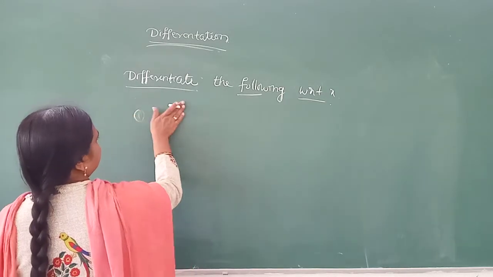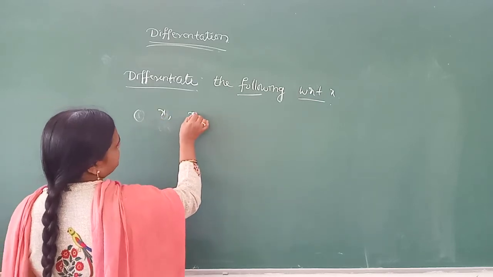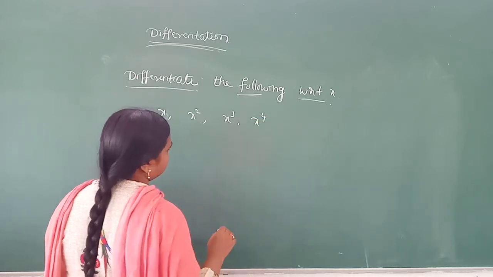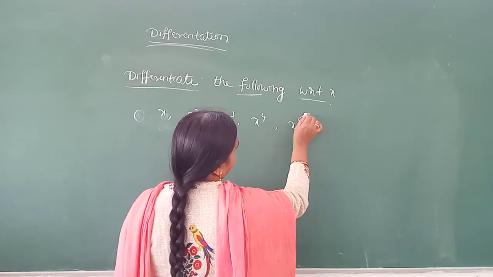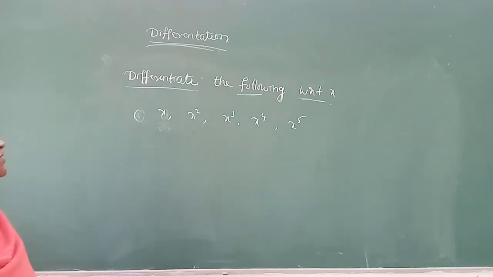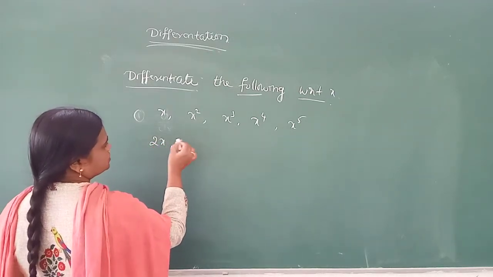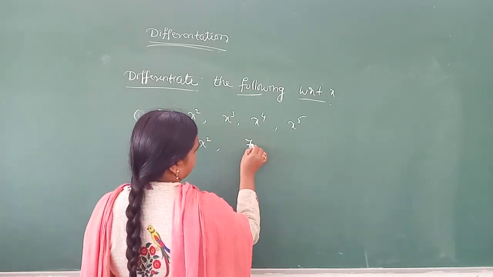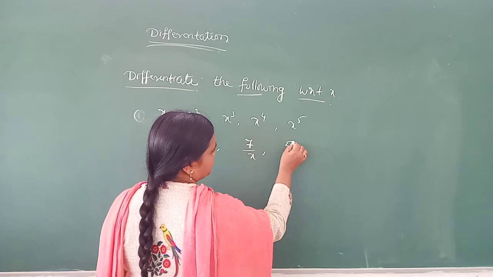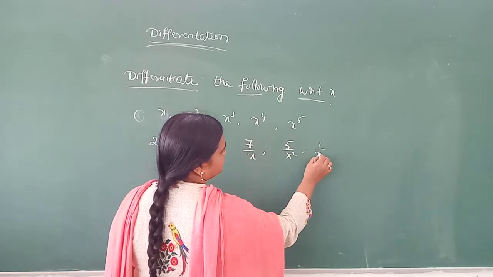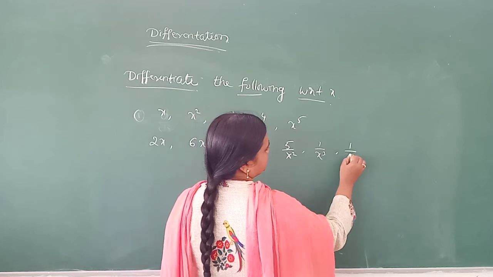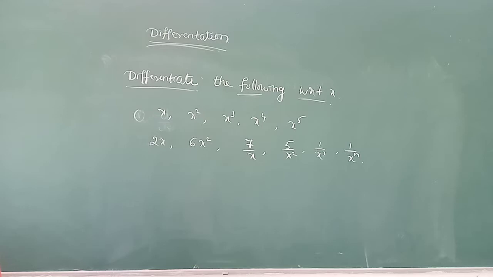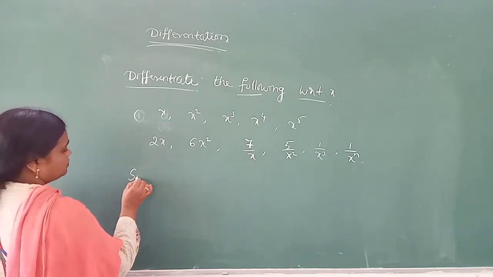x square, x cube, x to the power 4, x to the power 5. These are the examples. And 2x, 6x square. Next 7 by x, next 5 by x square, next 1 by x cube, next 1 by x to the power n. These are the examples. Okay, see the solution one by one.